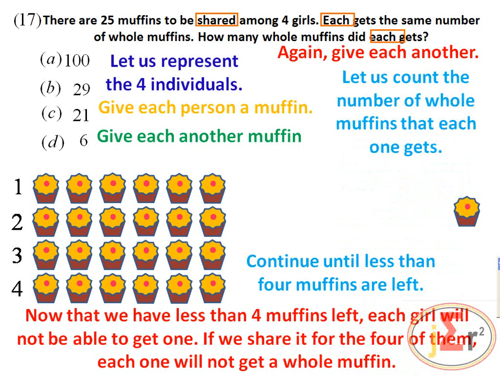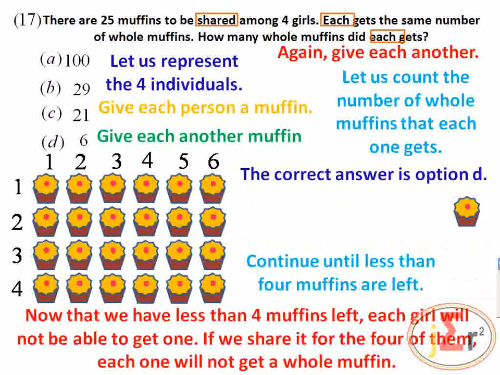Let us count the number of whole muffins that each one gets. Right, how many whole muffins? This one gets 1, 2, 3, 4, 5, 6. And it will be the same number that each one gets. So the number of whole muffins that each one gets is what? 6. That is represented by option? D. Right, option D is correct. So the correct answer is option D.